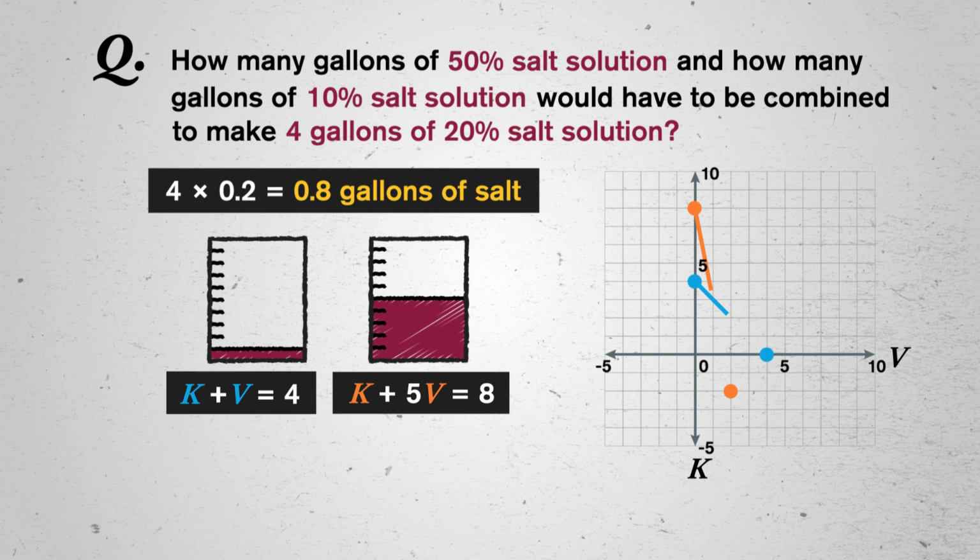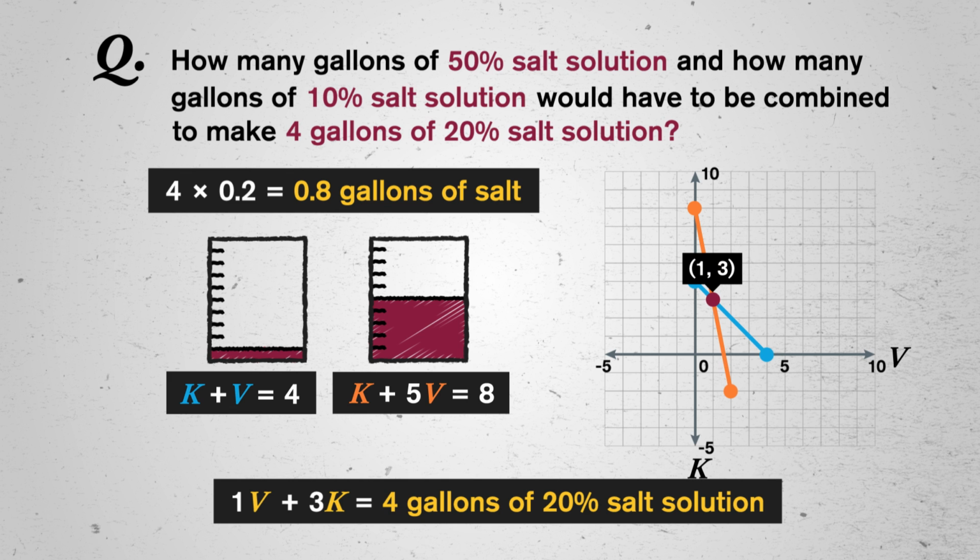And the drumroll moment, do they intersect? They do. And our answer sounds familiar from our last salt scenario. 1 gallon of 50% salt plus 3 gallons of 10% salt equals 4 gallons of 20% salt solution. So, for the second time in a row, we've solved a solution-dilution problem just by drawing a picture of its relationships. But this time we did it a little more formally.